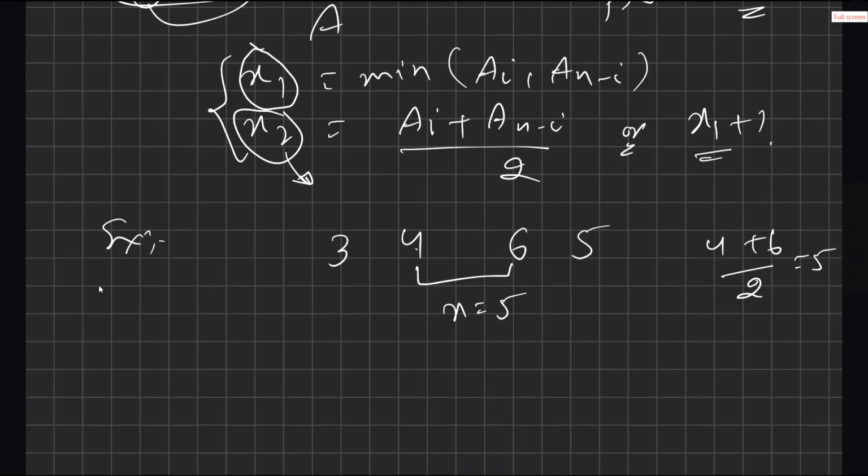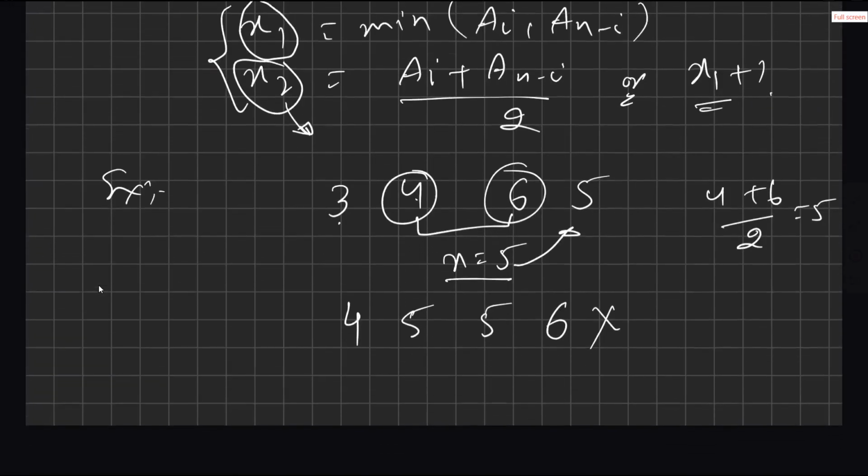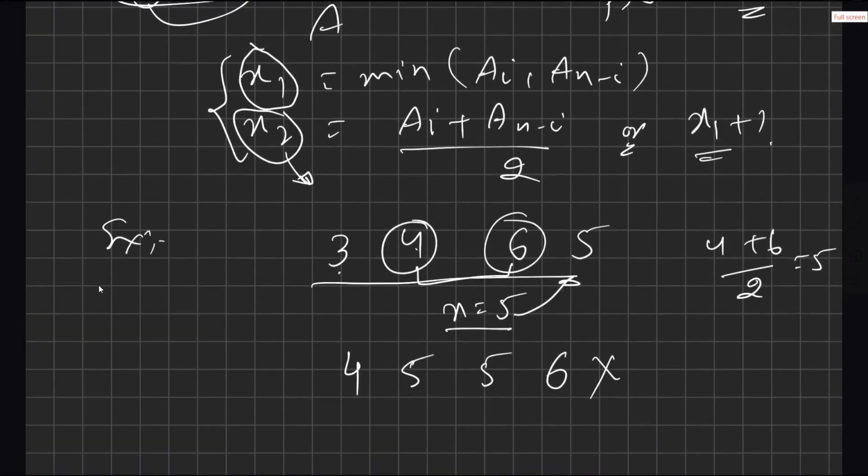So in that case, what will happen? This thing will increase, this thing will decrease. Now let's do it. When x equals 5, this value is going to increase. And since x equals 5, this value also is going to increase. And it's not a palindrome. But ideally, this array we can make a palindrome.